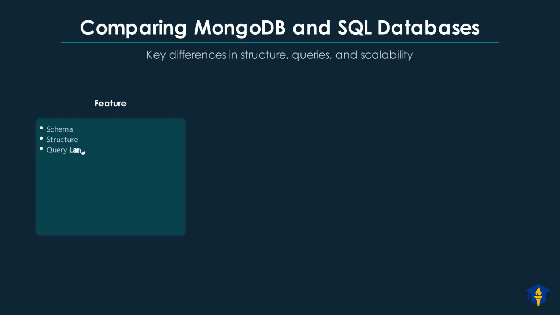The query language used to interact with these databases also varies considerably. We'll also consider how relationships and join operations are managed in each system. Finally, we compare their approaches to scalability, a critical factor for modern applications.